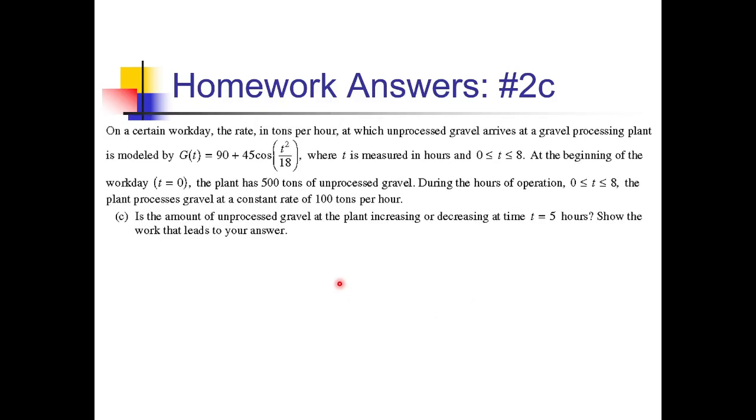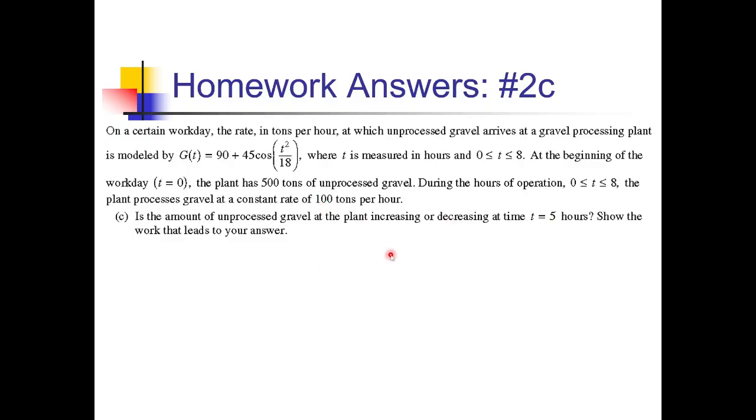For part C, they want to know if the amount of unprocessed gravel at the plant is increasing or decreasing at time 5 and show how we got that. So we've got two rates of change going on. We have the rate at which gravel is coming in, that's this g of t function. We have the rate at which it's going out, which is this constant function of 100. So really what we want to know is at the exact time, 5 hours, is g of t or this 100 going to give us the bigger value? Are we getting more in or more out?